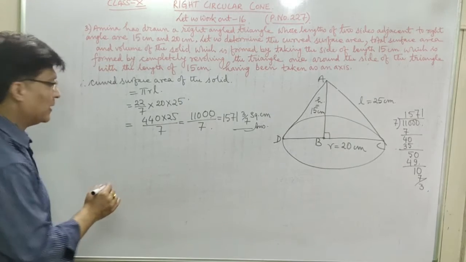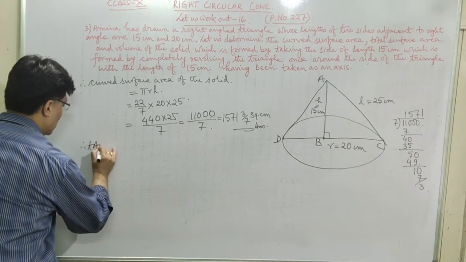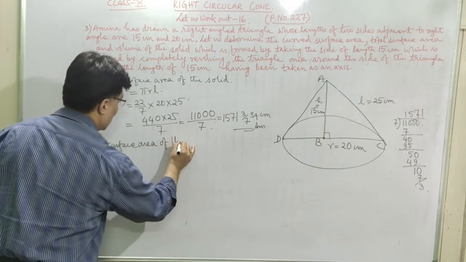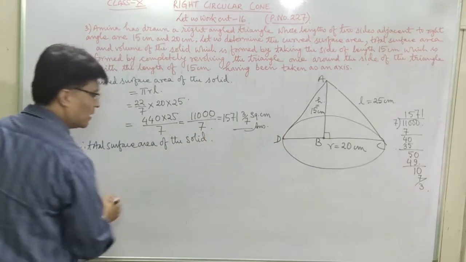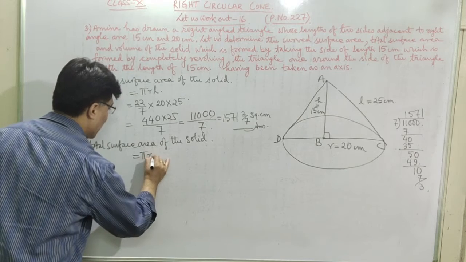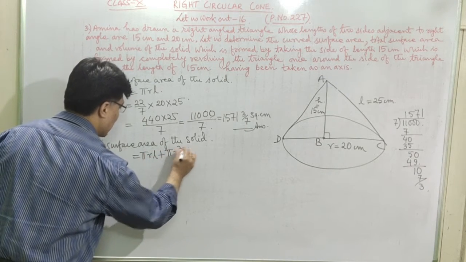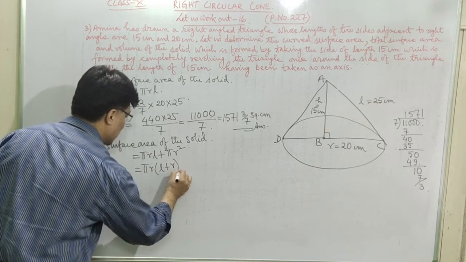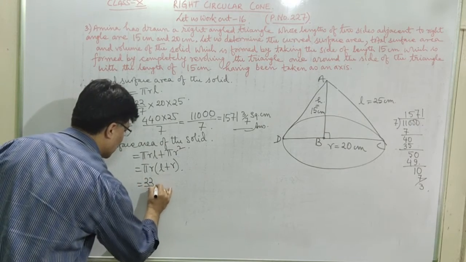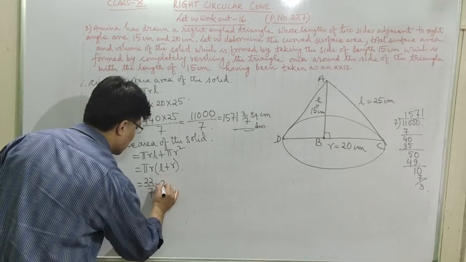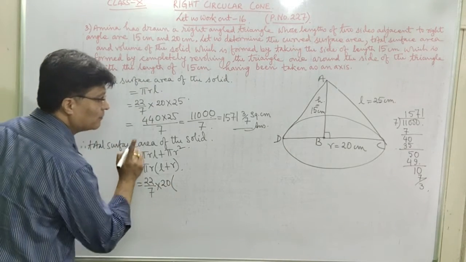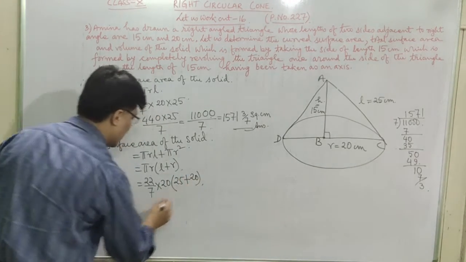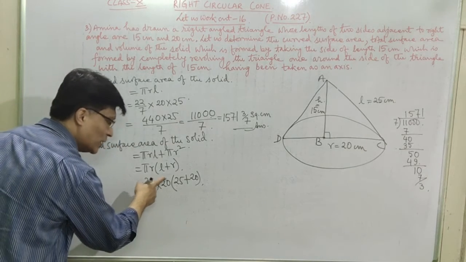Now we have to find out the total surface area. Therefore, total surface area of the solid is equal to, what is the formula? Pi r L plus pi r square, which is equal to, what is common here? Pi r within bracket L plus r, which is equal to pi, means 22 by 7, into, what is the radius? Radius is 20, and within bracket what is L plus r? L means 25 plus what is the value for r? That is 20, right?